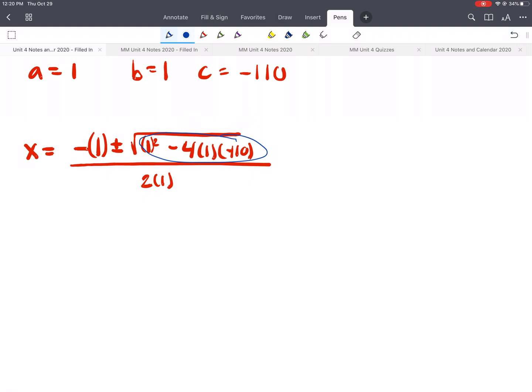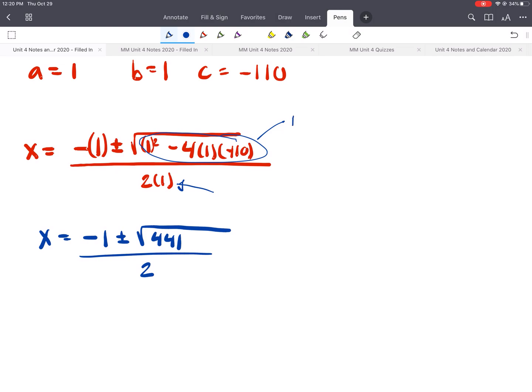Okay, so we plugged that in our calculator, and for me, what I got was, so we still have our negative 1 plus or minus the square root of 441, all over 2 times 1, which is 2. So first thing, we want to simplify the discriminant. The denominator, we want to simplify the denominator. Okay, d and d. All right. Now we want to simplify our root.